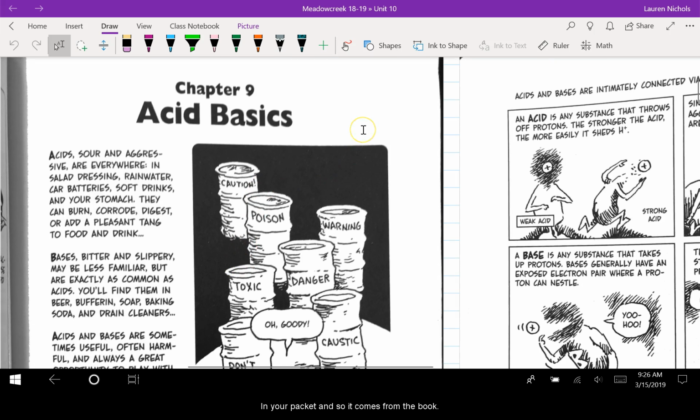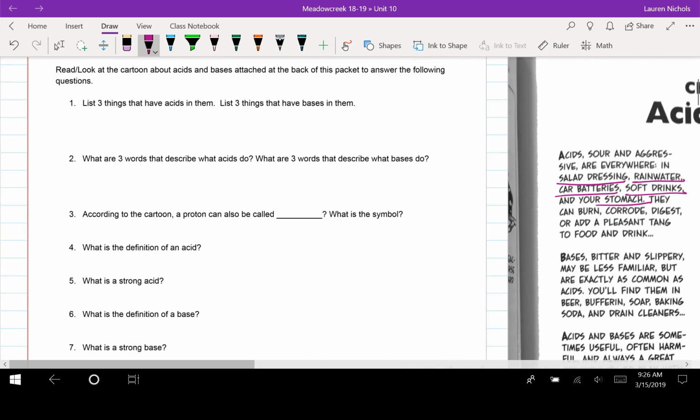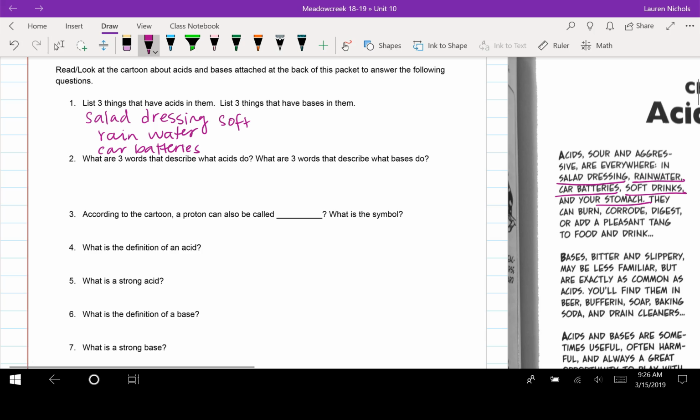So you have this cartoon in your packet, and it comes from the book The Cartoon Guide to Chemistry, and I highly recommend checking it out. But it says acids, sour and aggressive, are everywhere. They're in salad dressing, rainwater, car batteries, soft drinks, and your stomach. So we can list those 3 things as 3 things that have acids in them. So salad dressing, rainwater, car batteries, and soft drinks or soda.